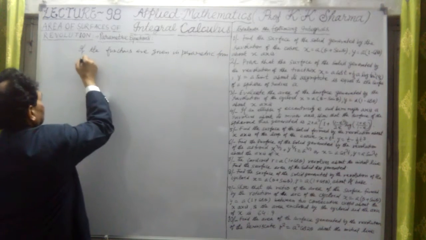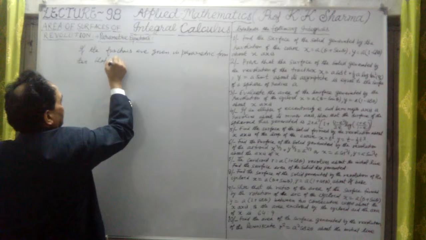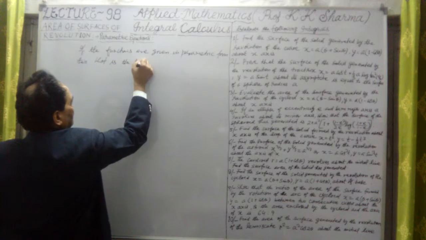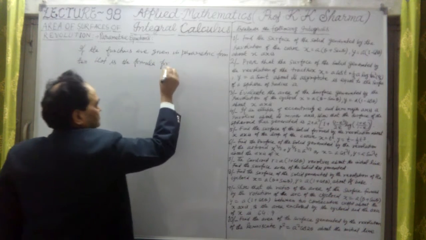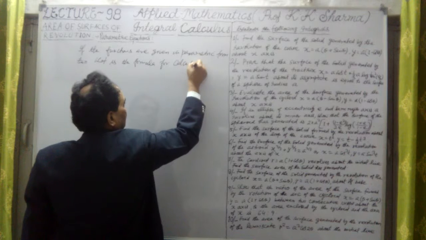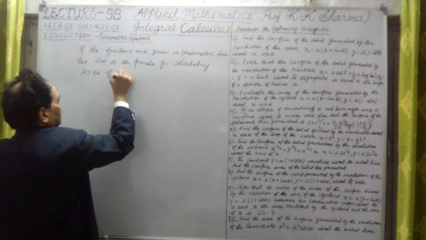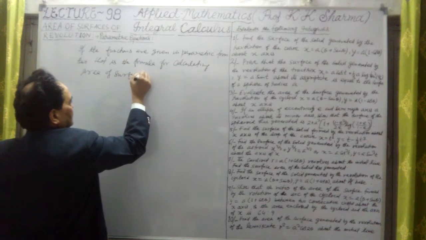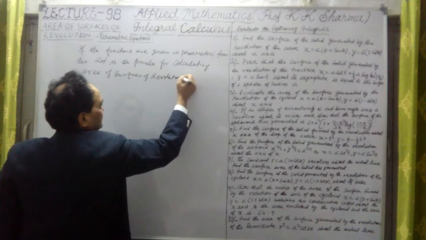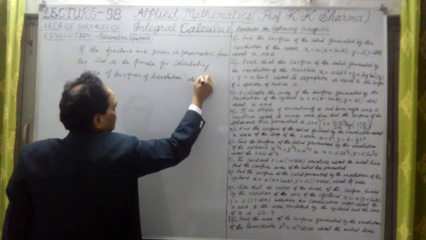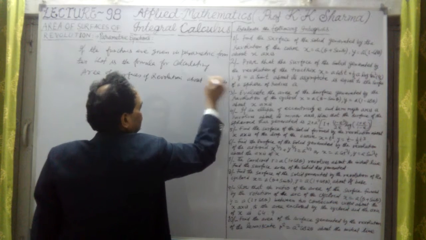Then what is the formula or process for calculating the area of surfaces of revolution, about the x-axis and y-axis? Let me take the x-axis first.